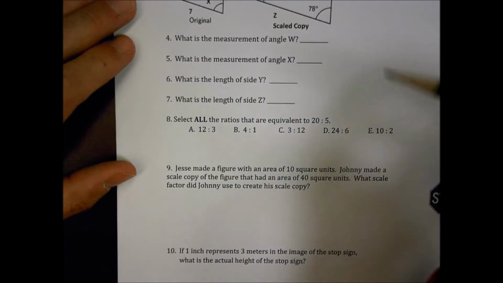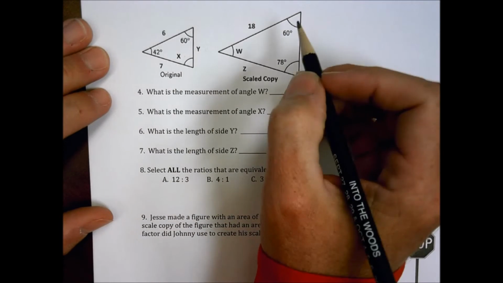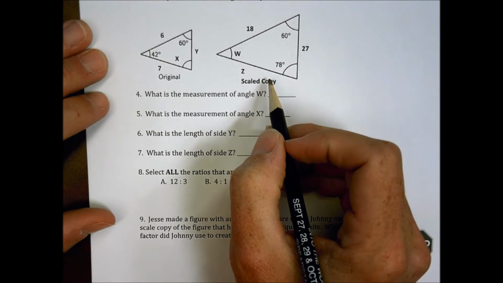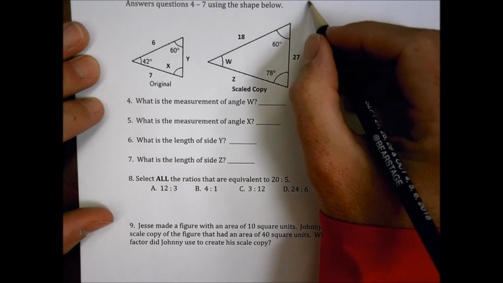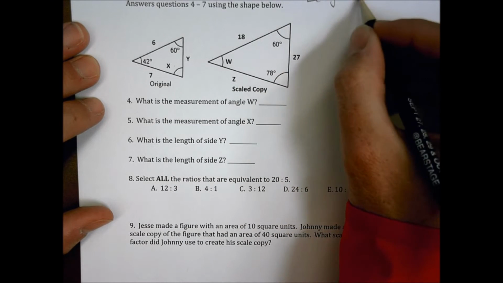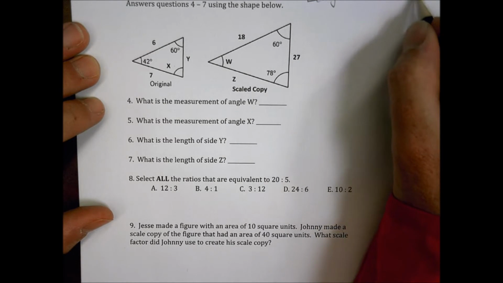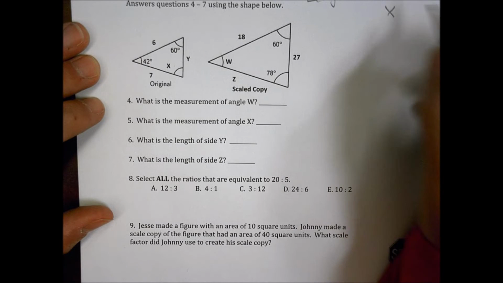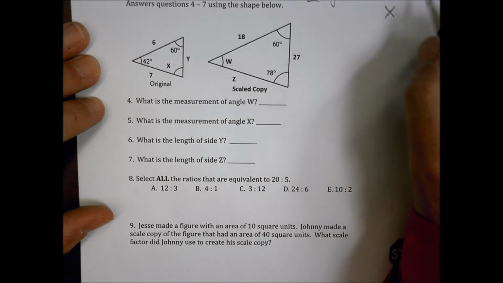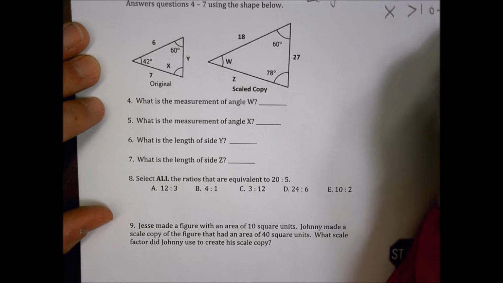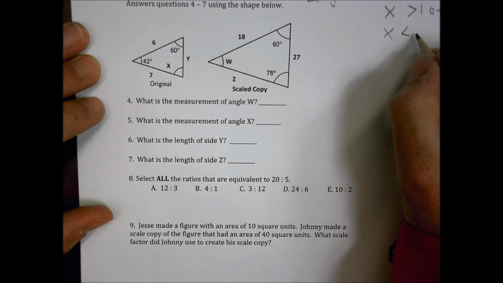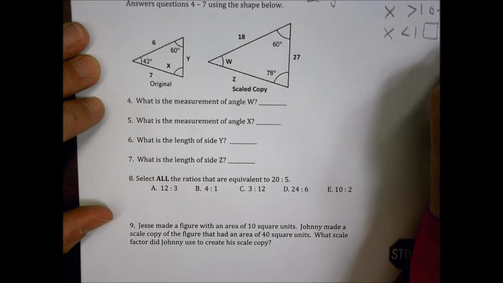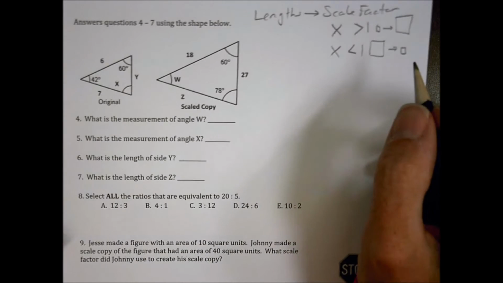Let's look at the back side. Okay, it says answer questions 4 to 7 using this shape below. We have an original, we have a scaled copy. All right, with a scaled copy, for our lengths, let's just recall, we have to use the scale factor, which means we're going to multiply by something. It's going to be a number greater than 1 if we're going small to big. And we're going to multiply by a number less than 1 if we're going big to small. So less than 1 means it's going to be some sort of a fractional component, most likely.